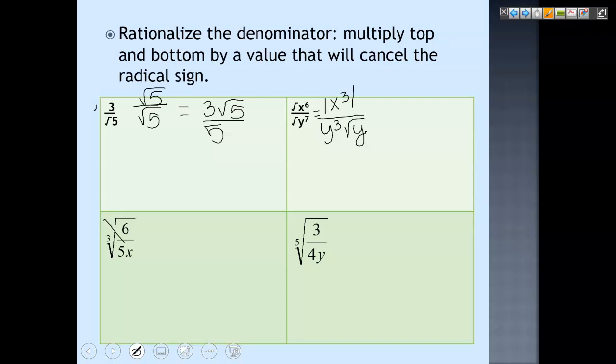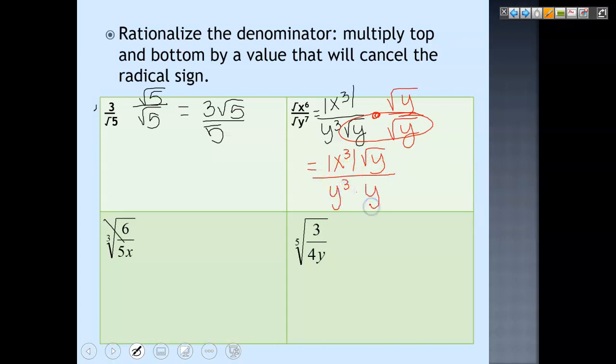So what happens is we have that square root in my denominator. We cannot have the square root in our denominator. So we're going to multiply by 1, which means we're going to multiply top and bottom by square root y. Rationalizing the denominator by creating a new y down here will leave the square root of y up top. So you have absolute value x cubed root y.